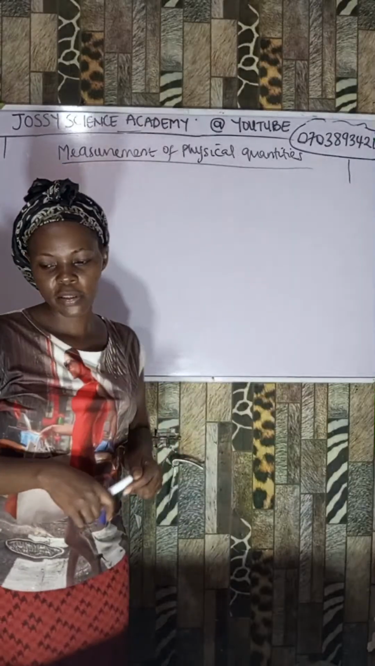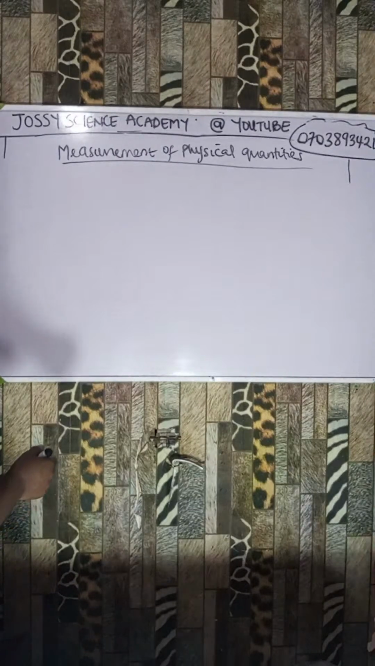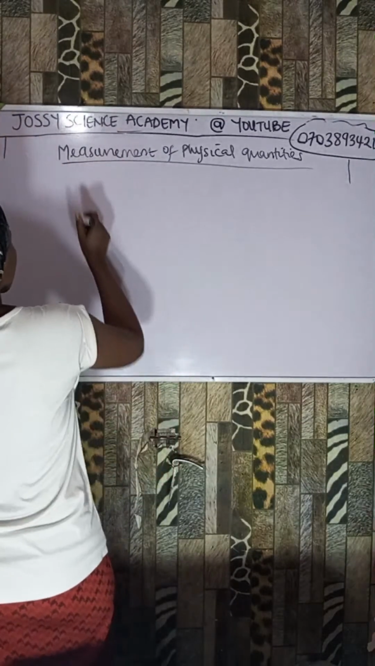Measurement of physical quantities, right? Are we together? All right. So, physical quantities are divided into how many? Two. They are fundamental and derived quantities. So let's go. I will say physical quantities are divided into two.